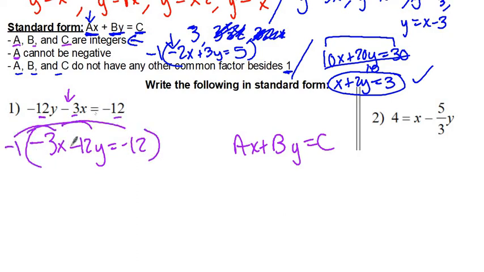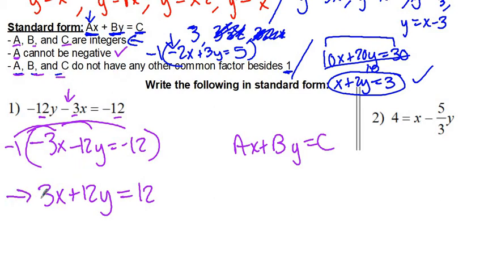So you have to do it to both sides. Whatever we do to one side has to be done to the other. So -1 times -3x is 3x. -1 times -12 is 12y. -1 times the other -12 is 12. So at least now we've passed this condition. A can't be negative. Final condition, a, b, and c do not have any common factors.